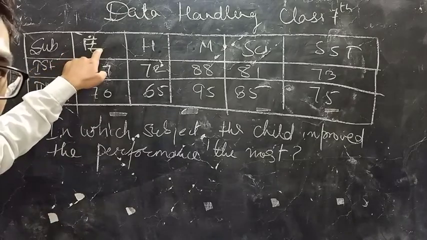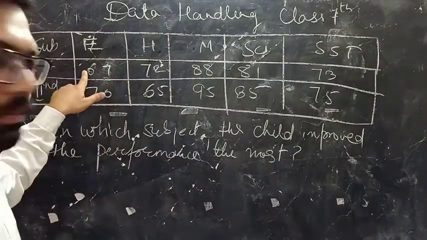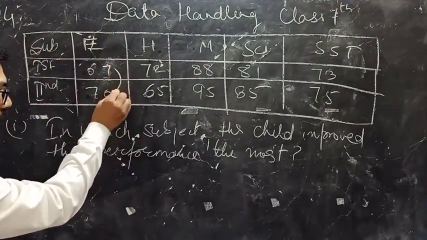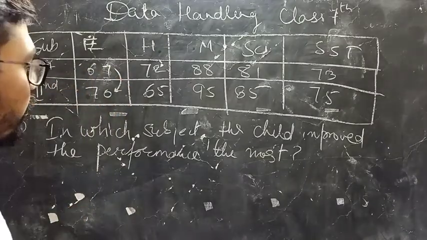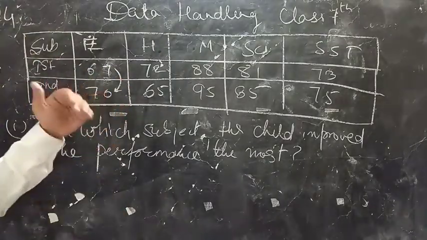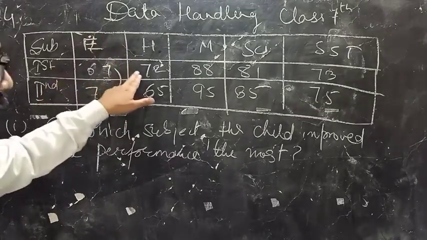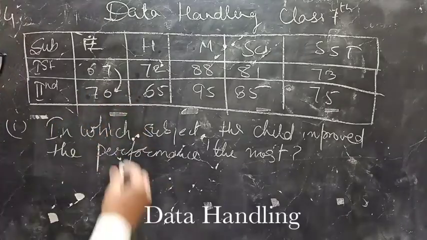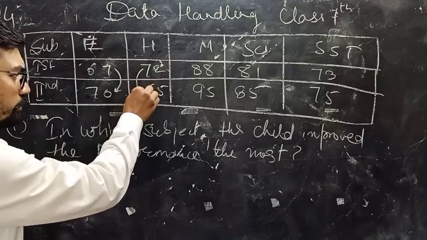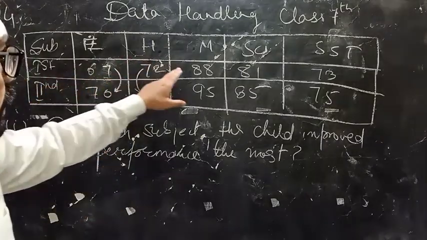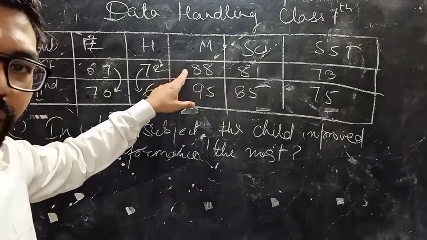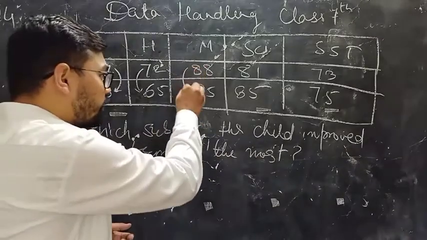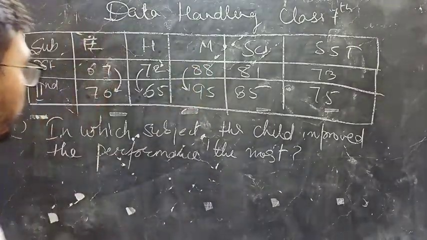So how to read this data? In English, that particular student got 67 marks in the first term and 70 marks in the next term. So obviously you can see there is an improvement in his performance, right? Similarly, that student in Hindi got 72 marks in the first term, but then he got 65 marks in the second term. That means his performance goes down, right? Then in the first term in mathematics, that student got 88 marks, but in the second term he got 95 marks. That means again there is an improvement in his performance.